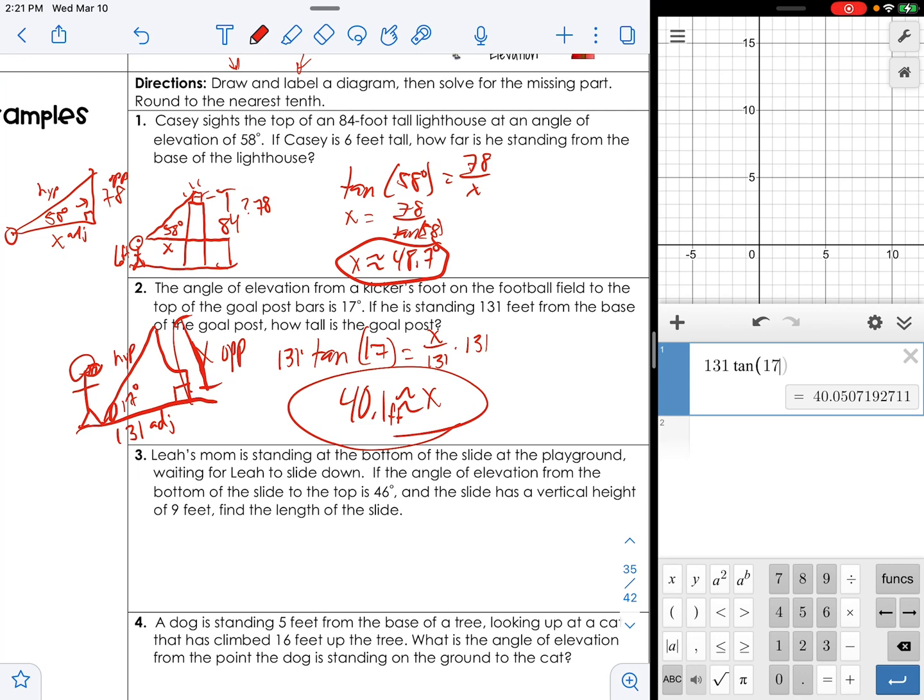Go ahead and give it a pause. Try number 3 and number 4. Let's see how you do.